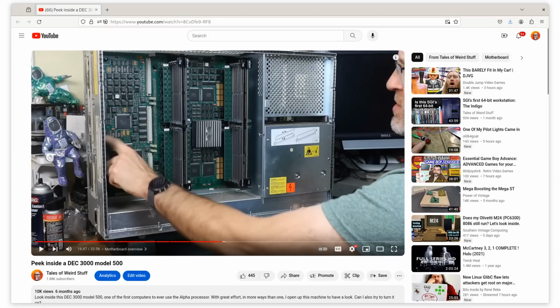Now, the DEC 3000 Model 500 that I have, I did a video about this last year. It came out in 1992, a year before the first Pentium. It has a 256-bit wide memory bus. That's 4 times as wide as the measly 64-bit memory bus in the Pentium. Now, the Alpha CPU itself only has a 128-bit wide bus.